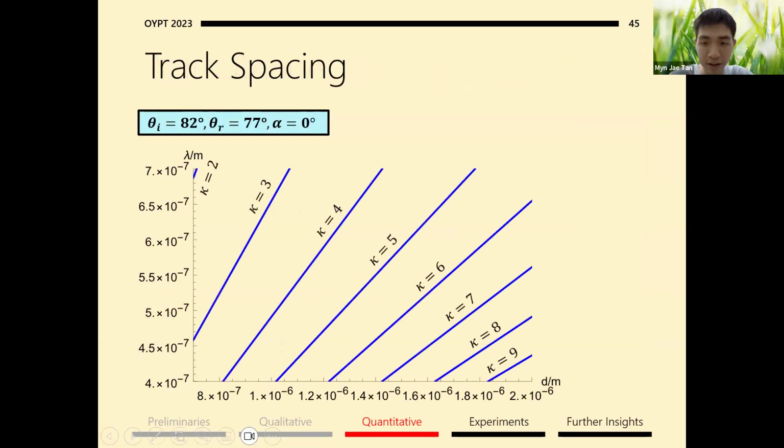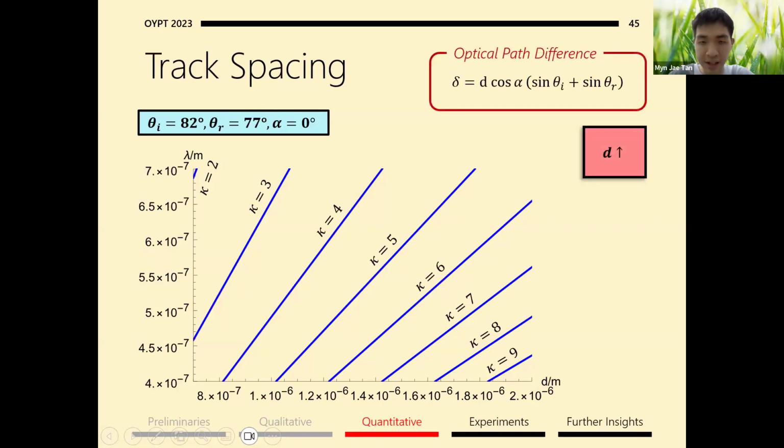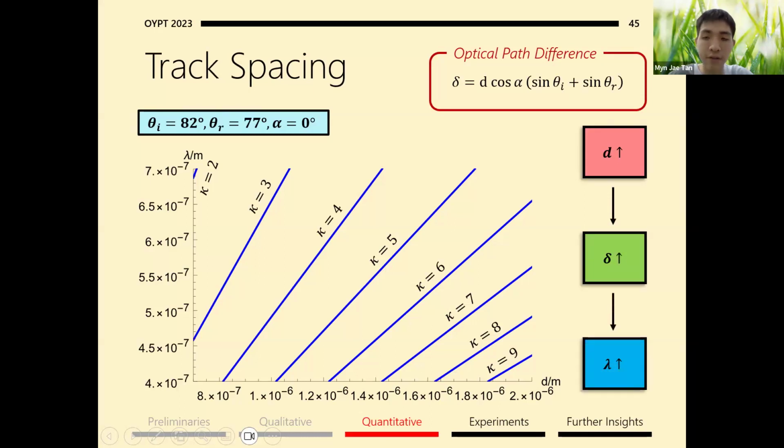And then lastly, we also have the track spacing, which is basically the distance between the tracks in the optical disc. So when we increase the track spacing, the path difference will also increase, and this causes a longer wavelength of light to constructively interfere.